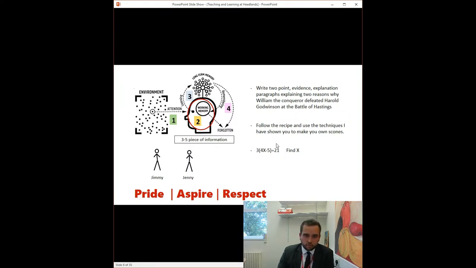But it's just the same in other subjects. So for instance, follow the recipe and use the techniques they've shown you to make your own scones. There's a lot to hold on to there. We've got to hold on to the recipe, we've got to hold on to the techniques we've been shown, and think about the end product, and equally with a maths problem at the bottom there.